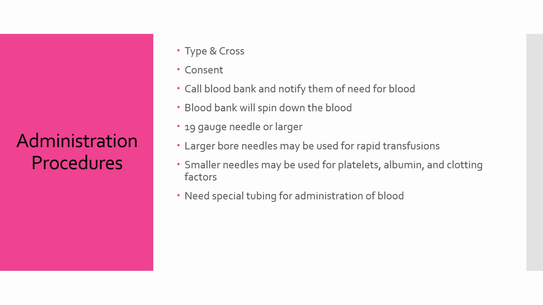Larger bore needles may be used for rapid transfusion. So somebody who needs a lot of blood over a short period of time would have a bigger gauge IV or a central line. And by bigger gauge, I mean probably a 16, no smaller than an 18. Smaller needles may be used for platelets, albumin, and clotting factors, and that would be like a 22.